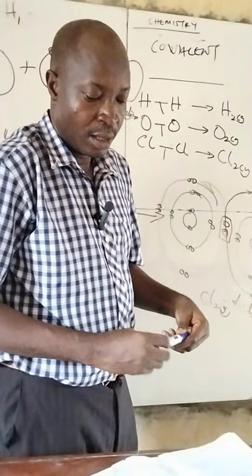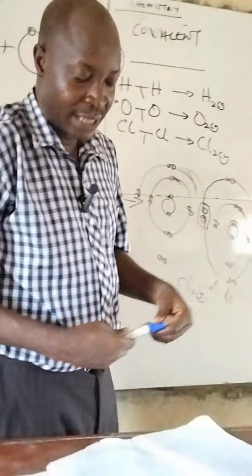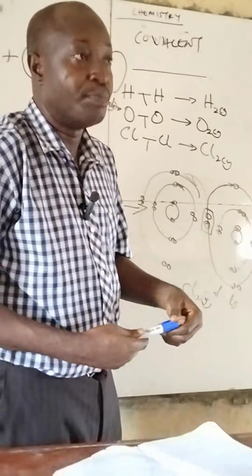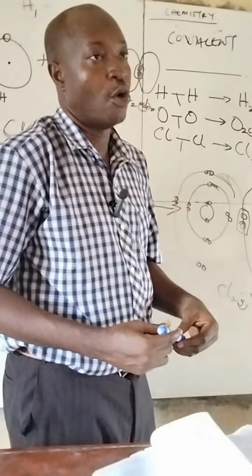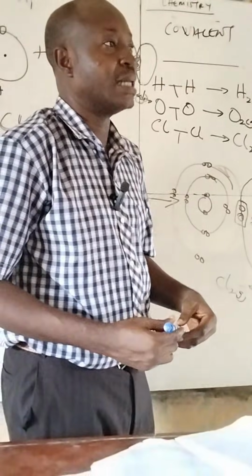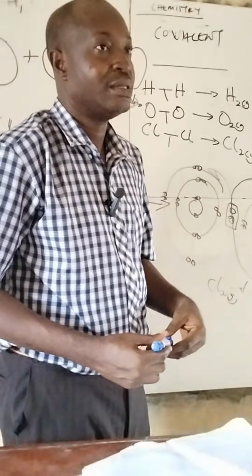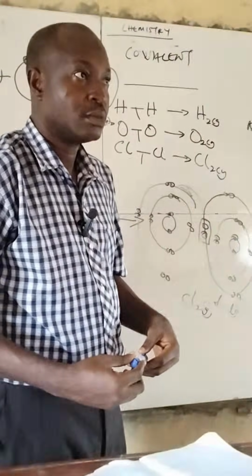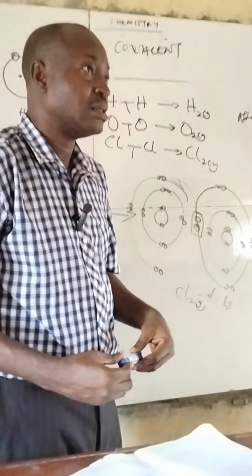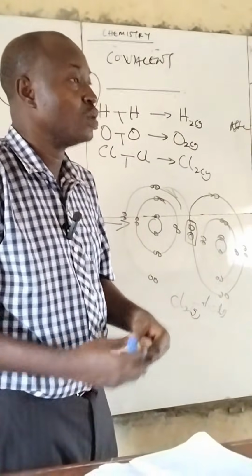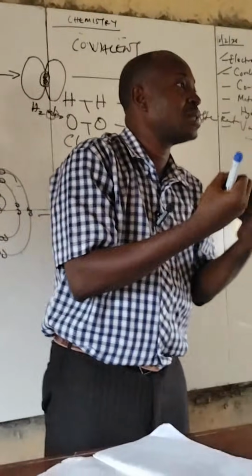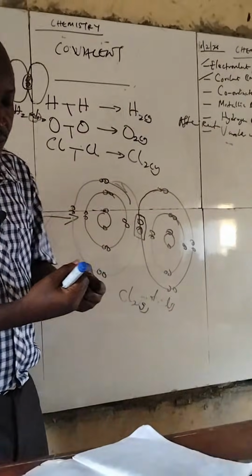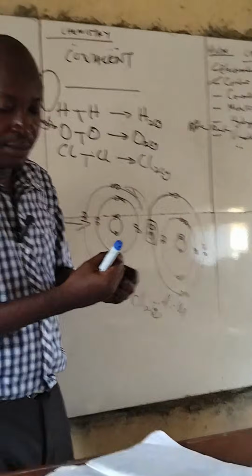So because they are volatile gases, they are not bound by what? Strong electrostatic force. Remember the characteristics of gases. The molecules are always far apart, right? So they are not held together by what? Strong electrostatic force. So those are the characteristics of what? Covalent bonds.